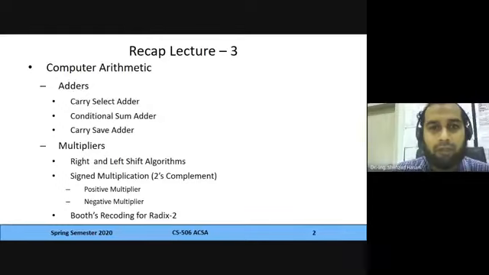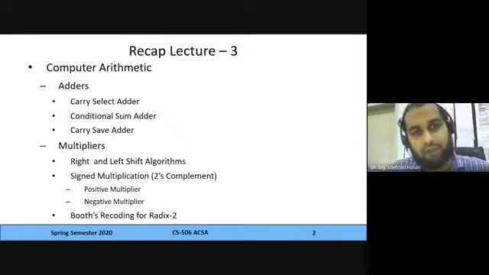When we were discussing lecture 3, let's start with a brief recap of our previous lecture. We were talking about arithmetic, and in the topic of mathematics, we continued with adders. There were a few adders left, so we discussed them as well: carry select adders, conditional sum adders, and carry save adders.